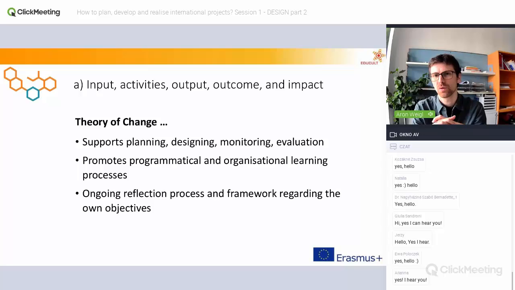And this is the third point here. You have to think about your own objectives, and you can use this method, this approach during your whole project. You can always refer to it. You can even change it. You have probably to adapt it during the process. So it is a good tool to support your implementation also then. Yeah, so we can even say that.